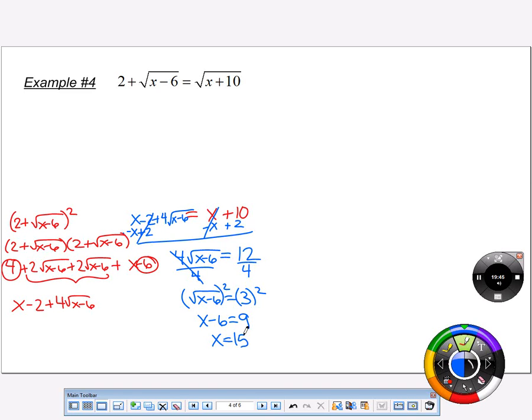Do you think I need to go check? Okay, not only did I have variables in multiple places, and not only did I square both sides one time, but then I squared them again. Yeah, I could have made a big mess and I might not even know. Where am I going to check my solution of 15? In the original equation, okay? It's very important to check it in the original equation.